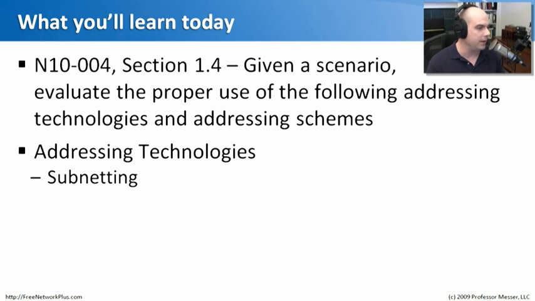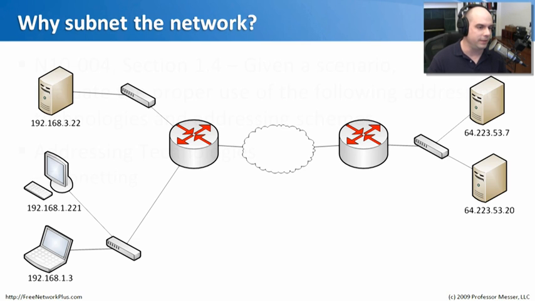This comes from our Network Plus exam, N10-004, section 1.4, where given a scenario, we need to evaluate the proper use of the following addressing technologies and addressing schemes. We're going to build on our previous module of binary math. If you haven't seen that or you're not familiar with doing any type of binary math, we're going to skip over that aspect and just assume you know how to do it. So if you're going through this module and you're wondering how we calculated that, you may want to go back and look at that previous video.